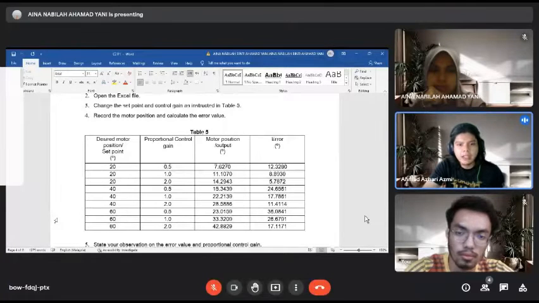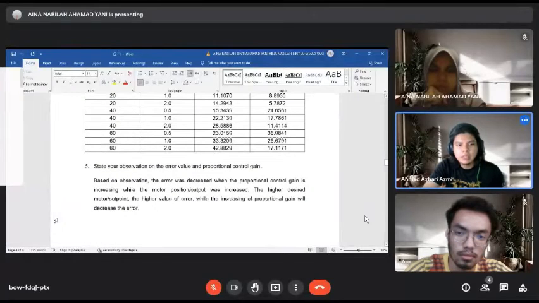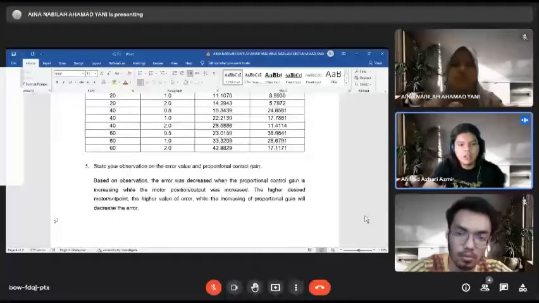Based on the observation, the error decreased when the proportional control gain is increased, while the motor position or output increased. The higher the desired motor set point, the higher the value of error, while increasing the proportional gain will decrease the error.